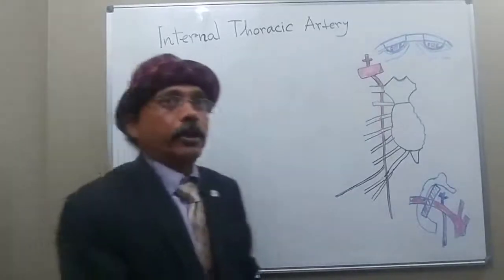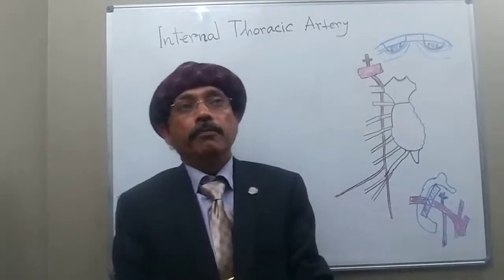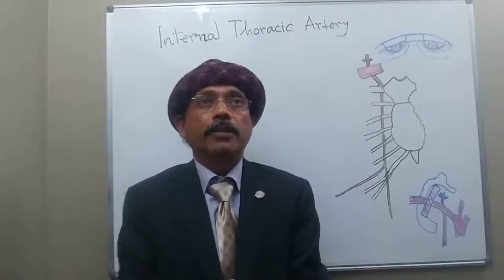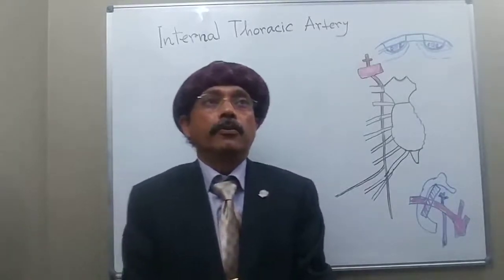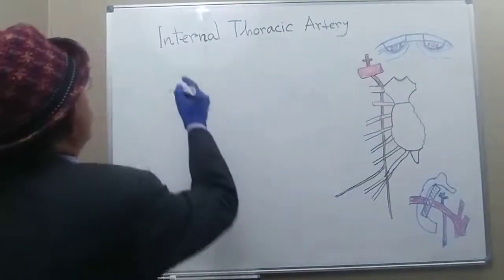Today I will discuss the anatomy of the internal thoracic artery. The internal thoracic artery arises from the inferior aspect of the first part of the subclavian artery, opposite the thyrocervical trunk.